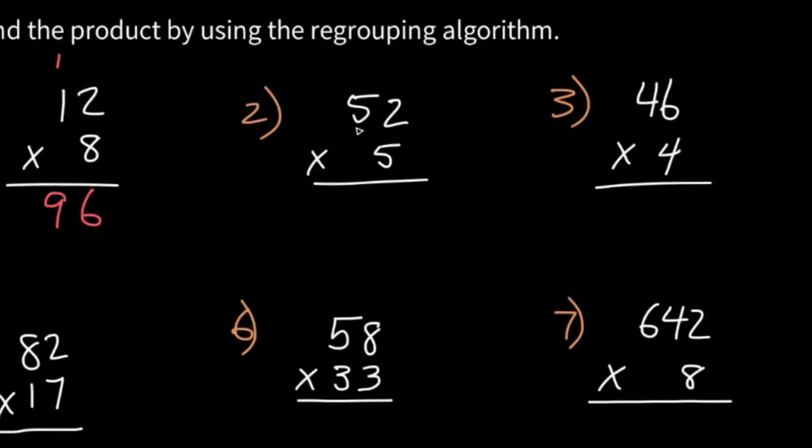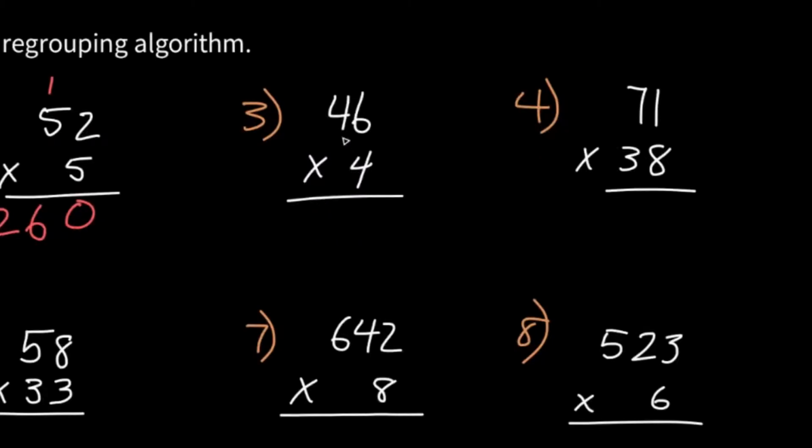Number 2, 52 times 5. So we start in the ones and we multiply the ones together. 5 times 2 is 10. So we carry over that extra 1. 5 times 5 is 25. Plus 1 is 26. So the result is 260.